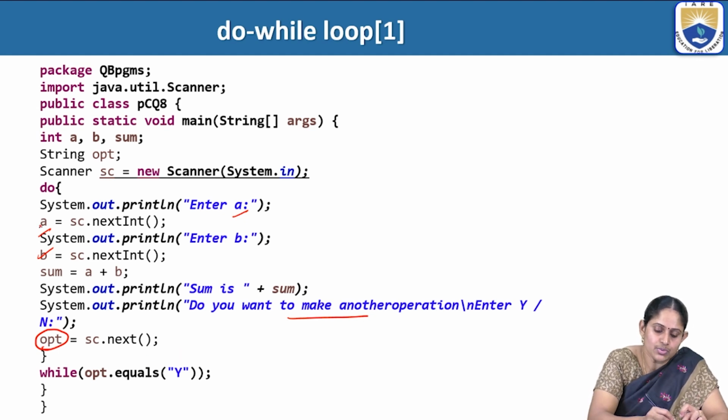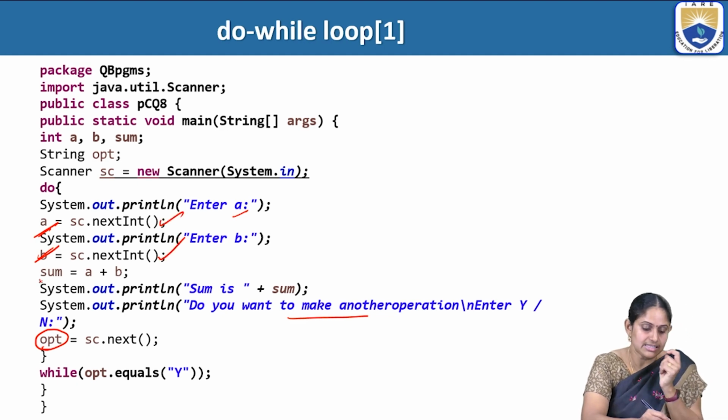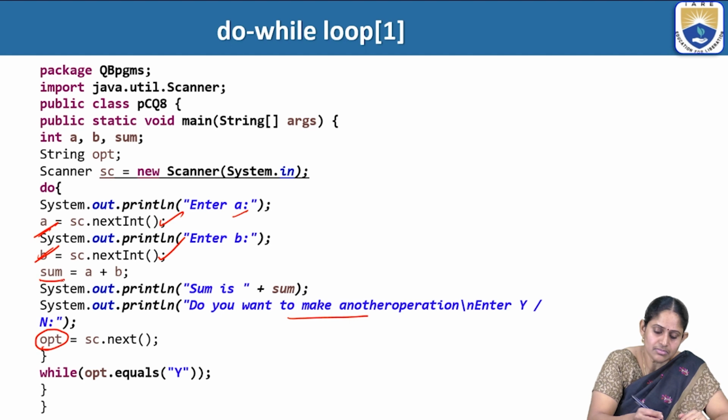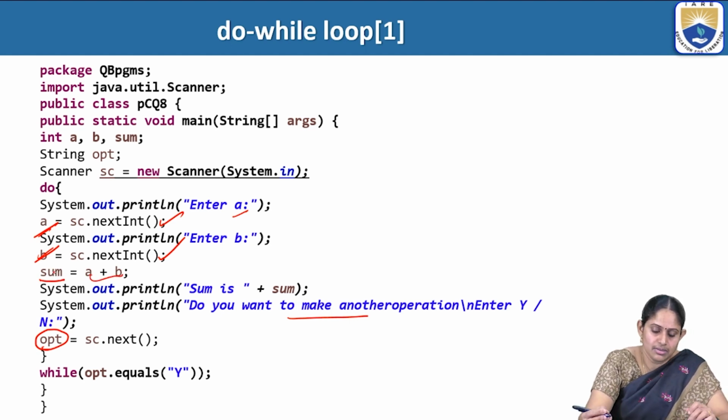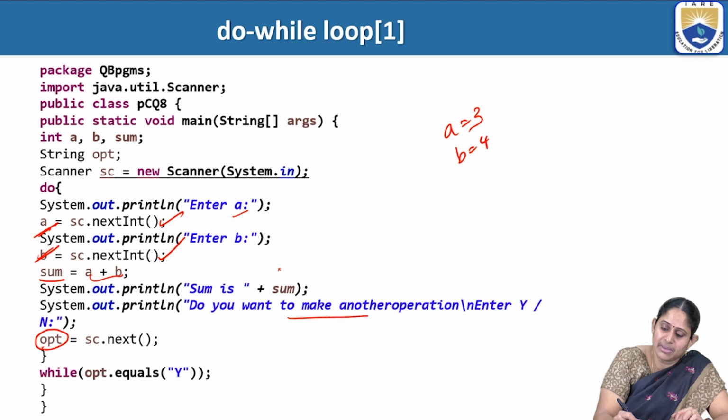So here we are reading two numbers A and B. Two integer numbers are read, and their sum is taken. The two are added and the result is stored into sum. So let's say A is 3 and B is 4. So sum will be 7.